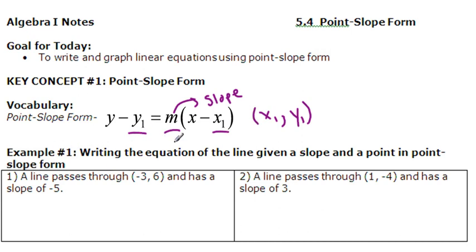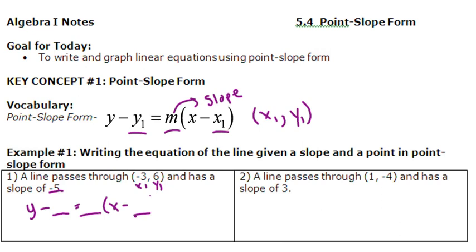It says writing the equation of a line given a slope and a point in point-slope form. So this is telling us the line passes through -3, 6 and has a slope of -5. So it's giving me our x1, y1, and it's giving me my m. So I literally am just going to follow the formula. It's always y minus your y1 equals your slope times x minus x1. And we're filling in the x1, so I need to erase this right here.